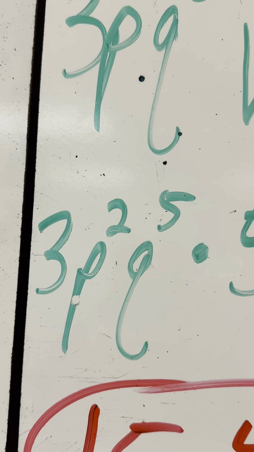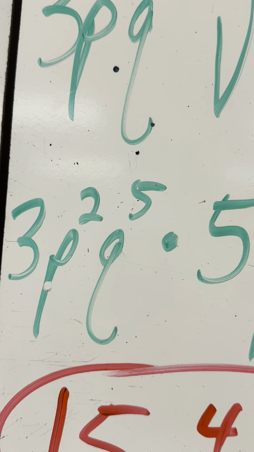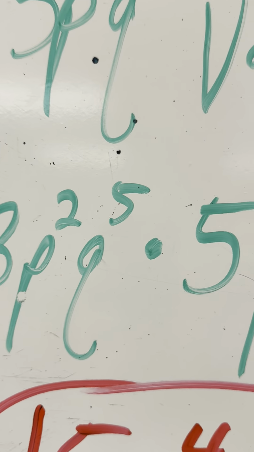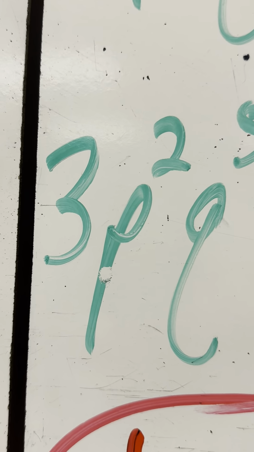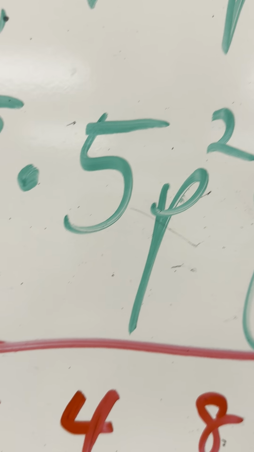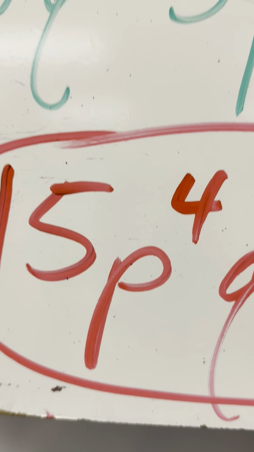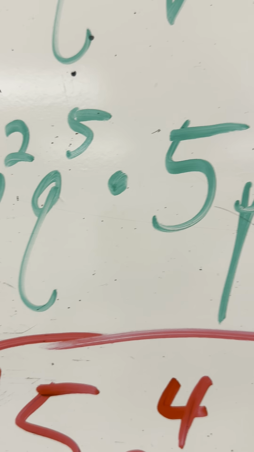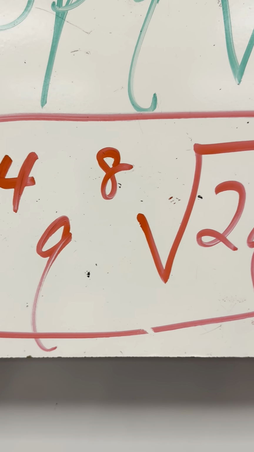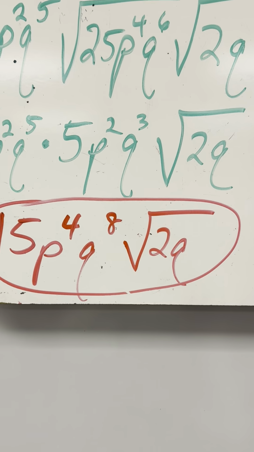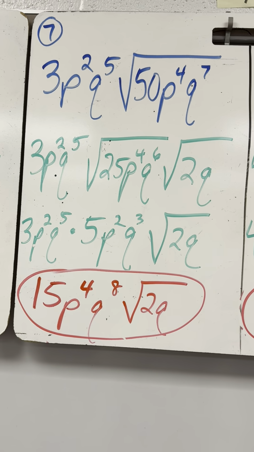Now I'm going to deal with this 3 and the p to the 2nd, q to the 5th. 3 times 5 is 15. p to the 2nd times p to the 2nd is p to the 4th. q to the 5th times q to the 3rd is q to the 8th with the square root of 2q. That's what you do. Okay?